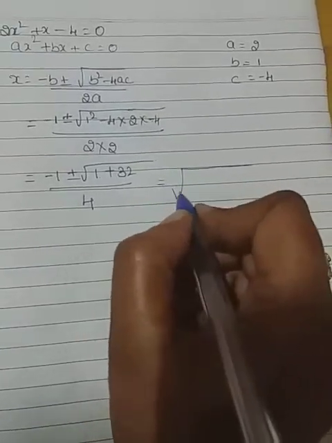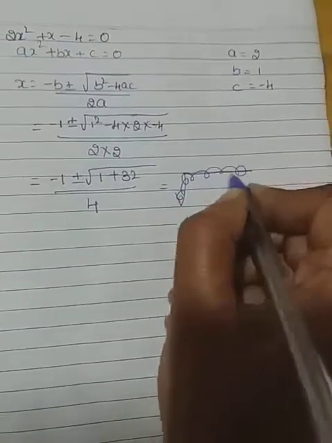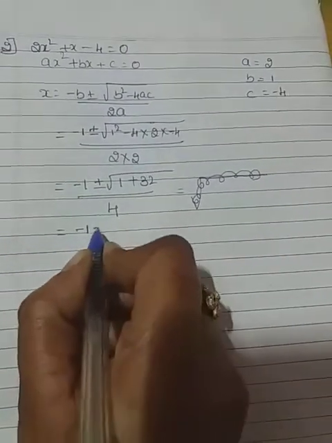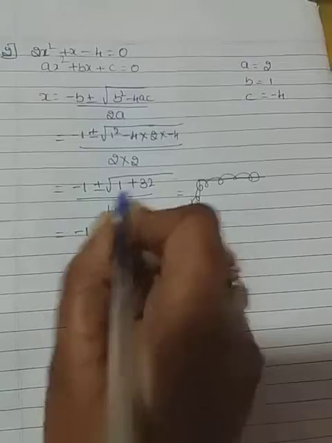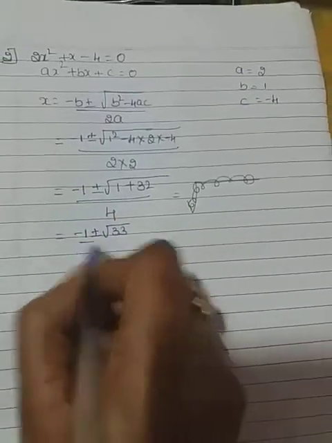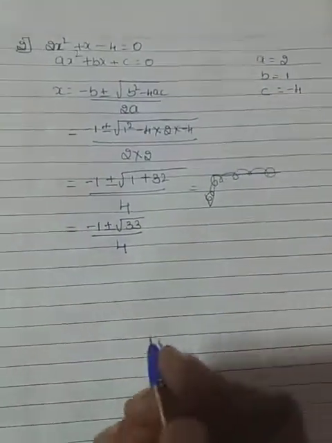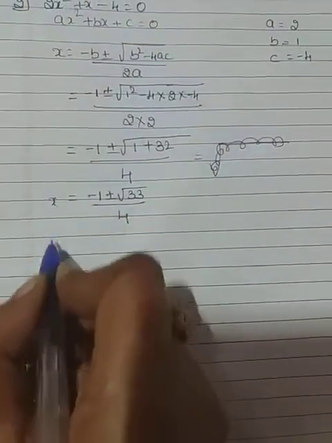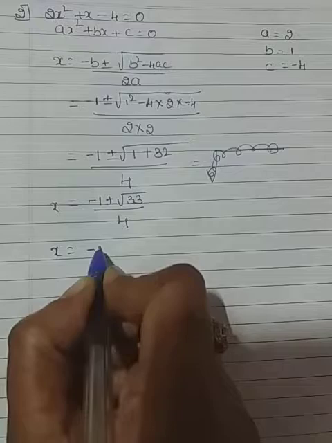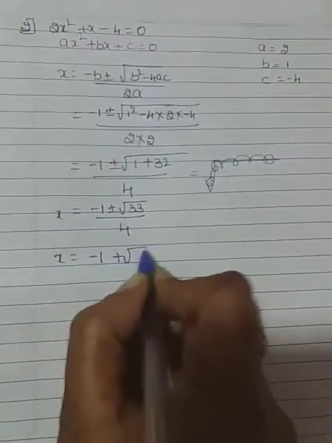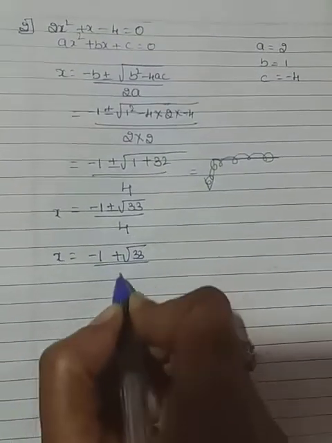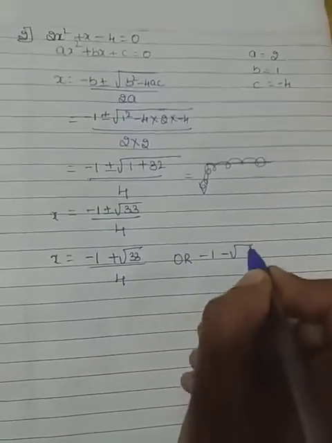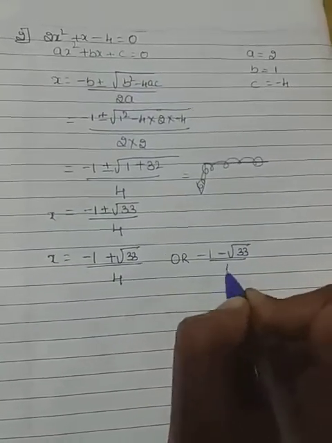Minus 1 plus or minus square root of 32 plus 1 is 33, divided by 4. So there is no square number for 33. So we can write x equals, we can separate this: minus 1 plus square root 33 divided by 4, or minus 1 minus square root 33 divided by 4.